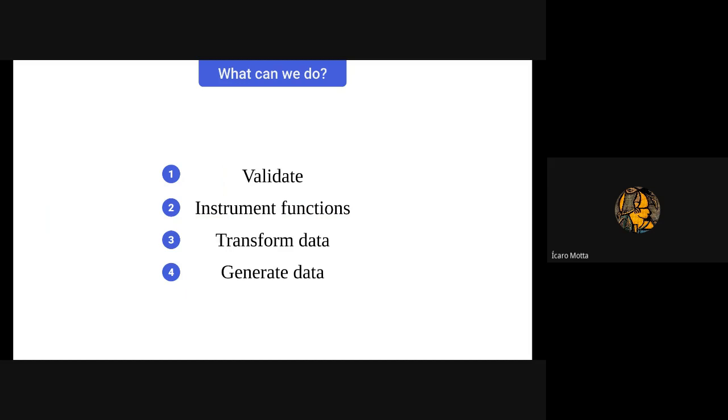And you can choose to do only one of these things. For instance, in my previous job, we only used transformations. We didn't instrument, validate, or generate data. In our project, I have the feeling that it will be the opposite. So there's no right or wrong. It's a library.